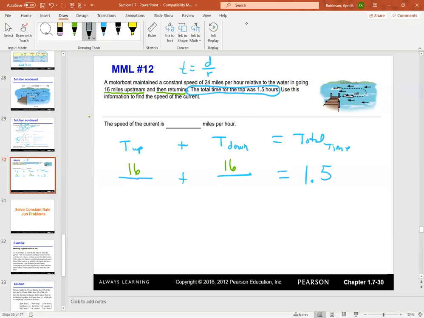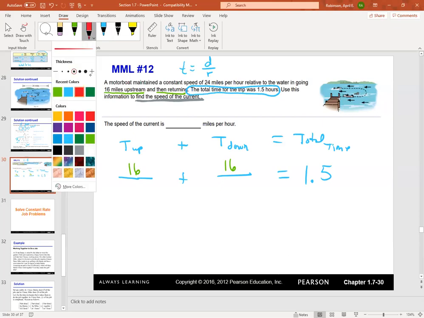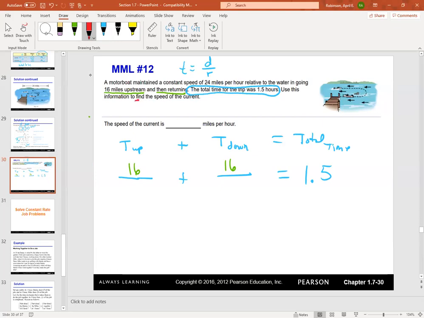The boat was going 24 miles per hour. We're looking for the speed of the current. Find the speed of the current. I need to change that to red, sorry. There we go. Because gray is just too depressing of a color. The speed of the current I'll call R.